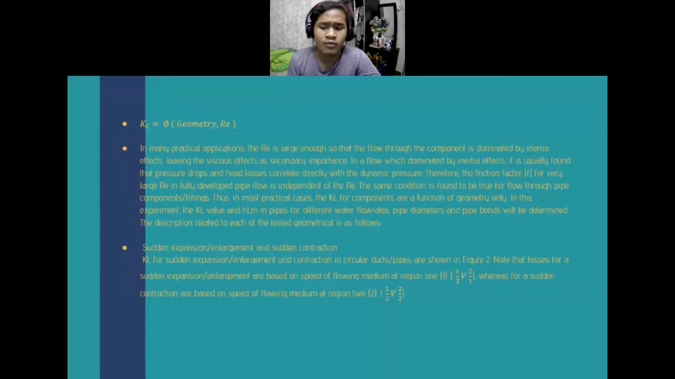Note that loss of pipe for a sudden expansion or enlargement are based on the speed of flowing medium at the region 1, 1 over 2 V1 squared over 2, whereas for the sudden contraction are based on the speed of flowing medium at the region 2, 1 over 2 V2 squared over 2.